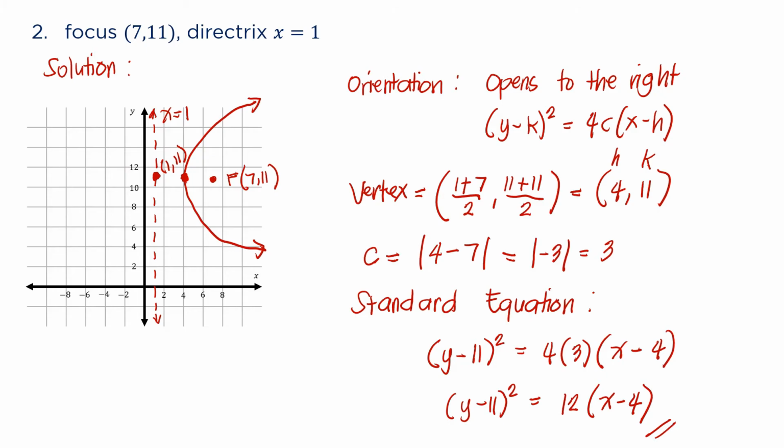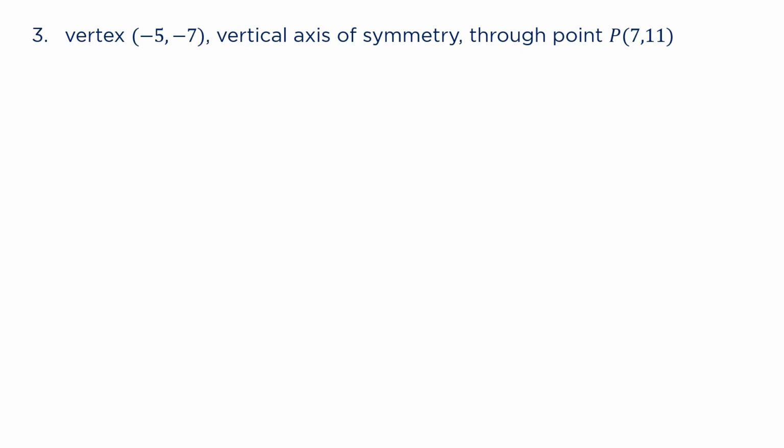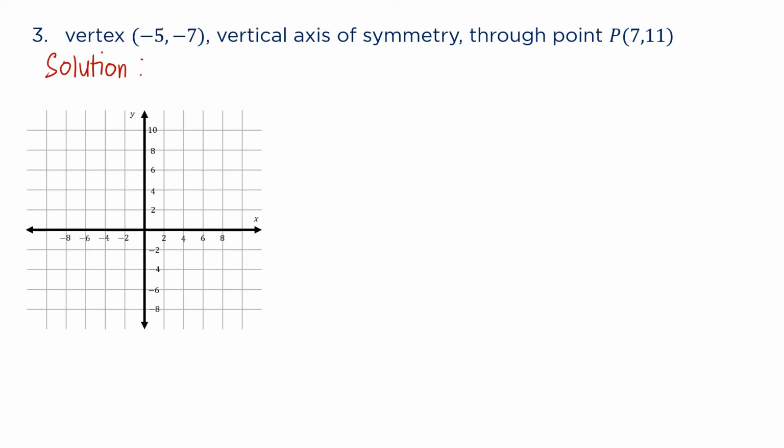Okay? Sa number 3 naman tayo. Sa number 3, given yung vertex, axis of symmetry, and a point on the parabola. So, para malaman natin ang orientation, plot muna natin yung points. Ang vertex ay negative 5, negative 7. So, nandito siya. This is your vertex. Negative 5, negative 7. Yan.